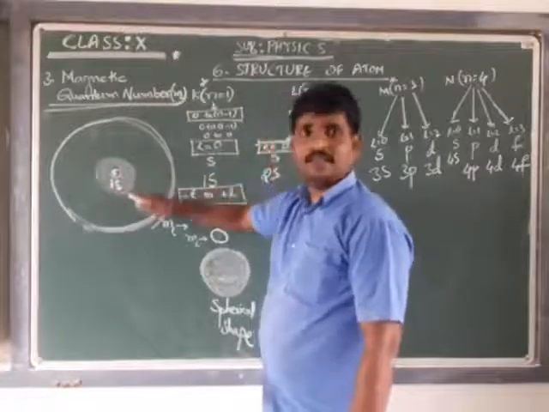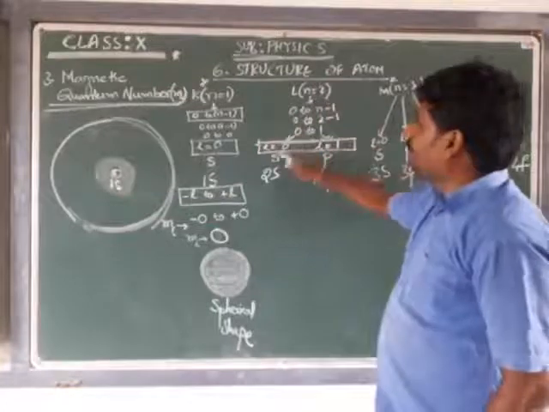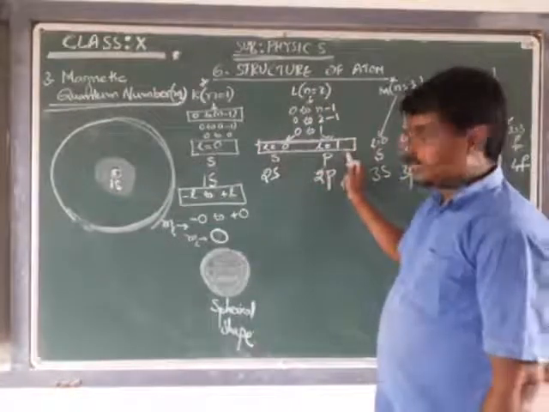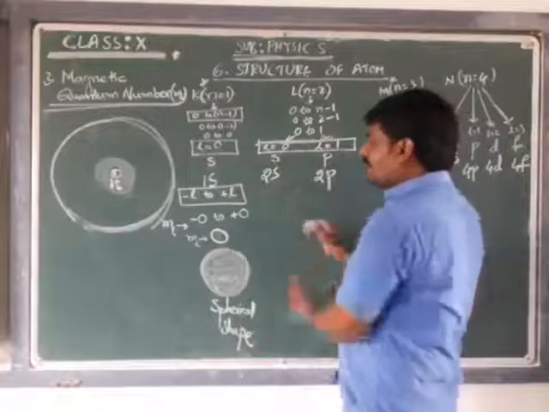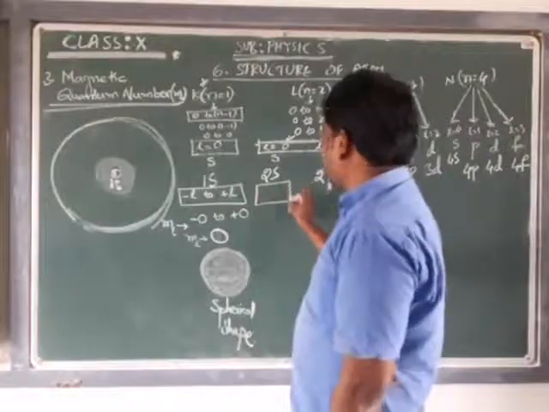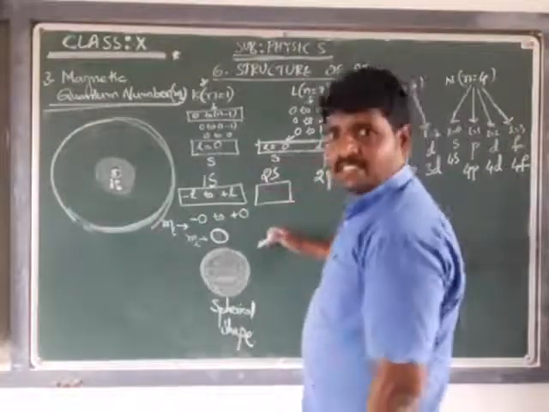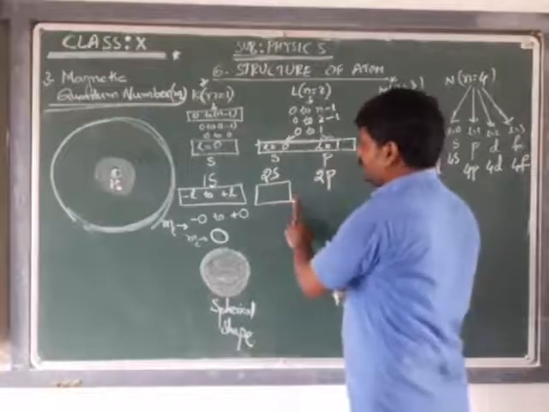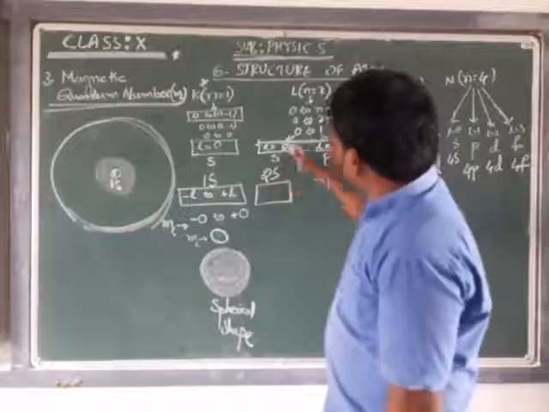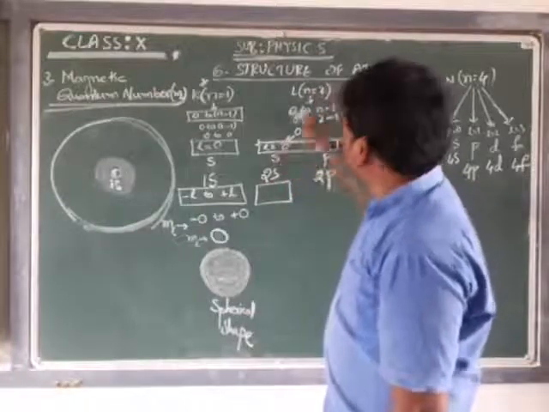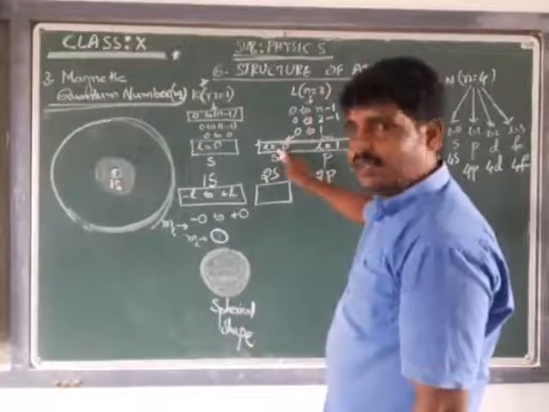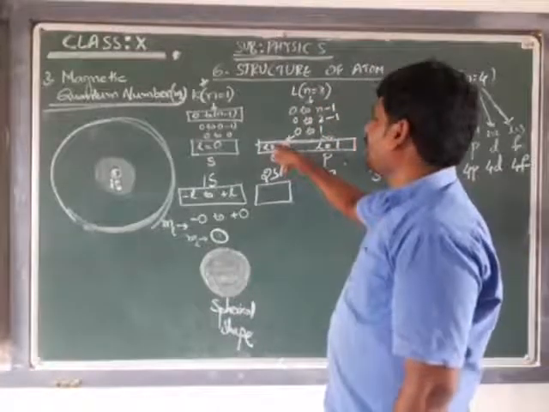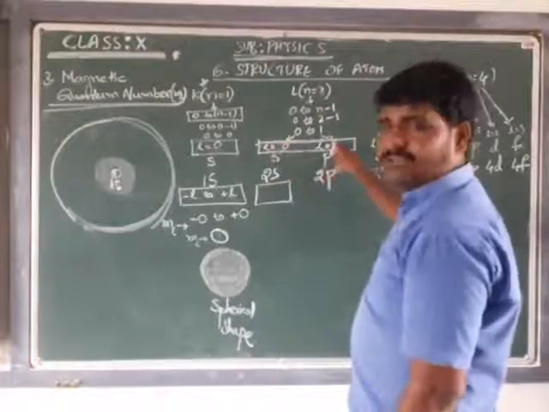This is 1s. Now coming to the second shell, we have two subshells, S and P. How is this S oriented? Same again, minus L to plus L. We have to consider the orientation for every subshell. The second shell contains one S subshell and one P subshell, where the S subshell has L value 0 and the P subshell has L value 1.